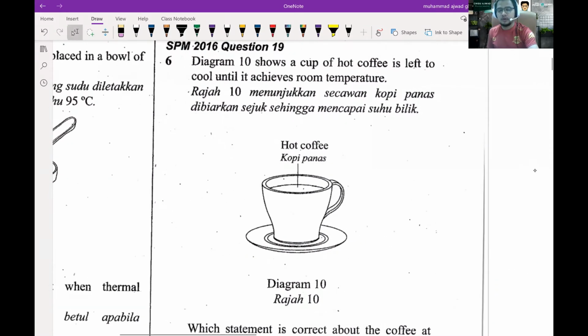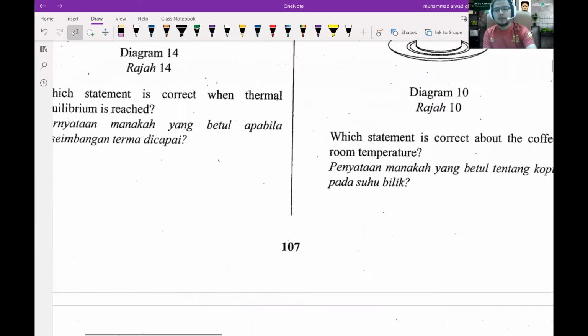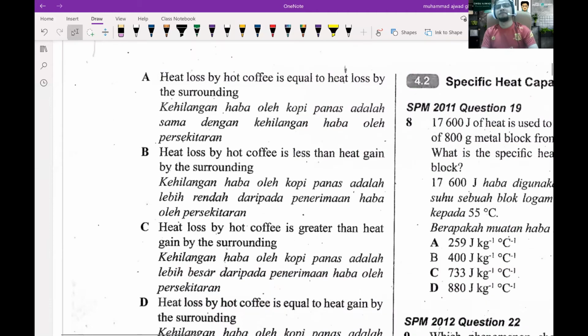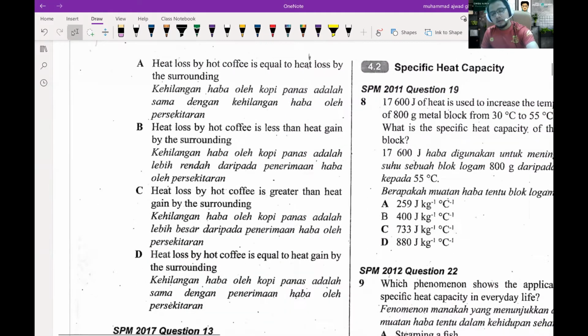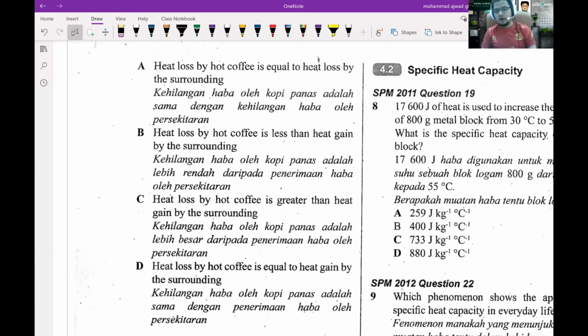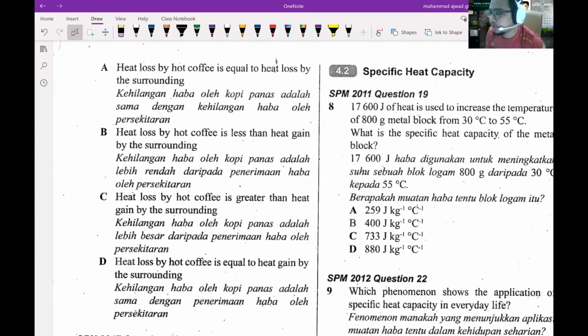Okay, nombor 6 dia masuk pula hot coffee is left to cool until it achieve room temperature, maknanya thermal equilibrium. Which statement is correct about the coffee and room temperature? Okay. Heat loss by the hot coffee is equal to the heat loss by the surrounding. Okay, kalau yang betul, it's heat loss by the hot coffee is equal to the heat gain by the surrounding. Okay, heat loss by the hot coffee is less than the heat gain by the surrounding. Okay, ni salah. Thermal equilibrium, it should be the same.